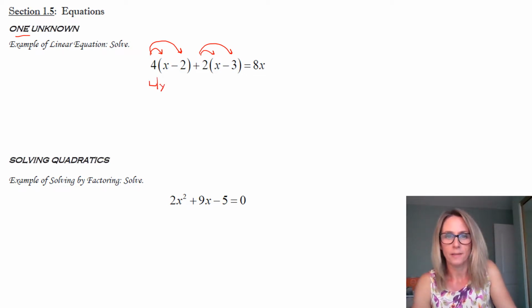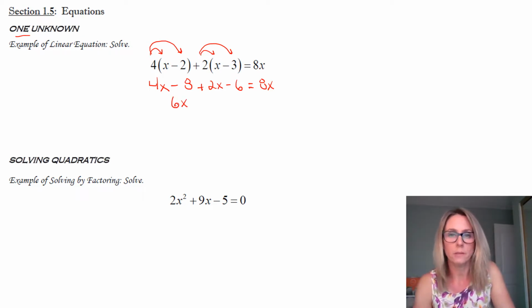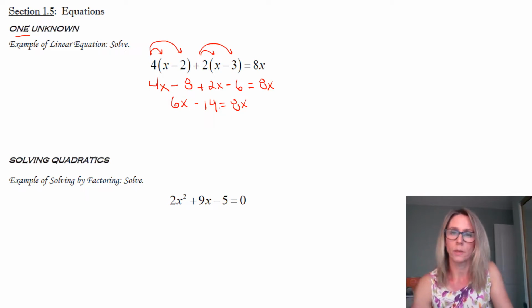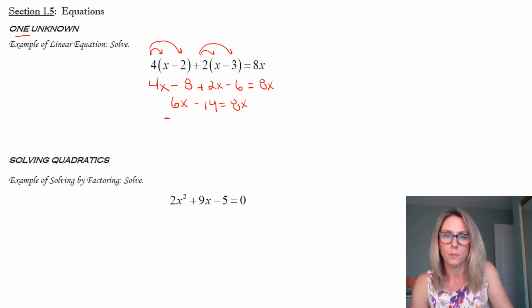I'm going to have 4x minus 8 plus 2x minus 6, and that's going to equal 8x. And then combining my like terms, it looks like I will have 6x, 4x plus 2x. And then I have a minus 8 minus 6, so that'll be a minus 14, and that equals 8x. Then, in order to get my x's all on the same side, I'm going to subtract 6x from both sides.